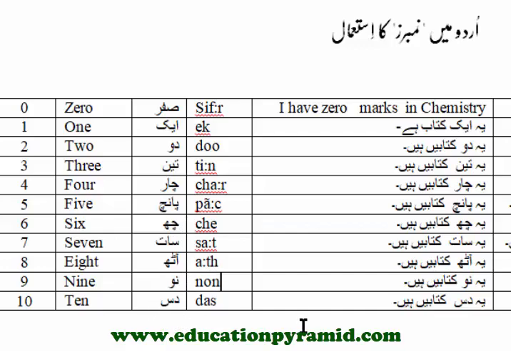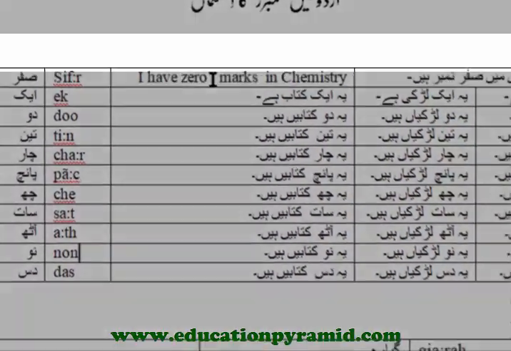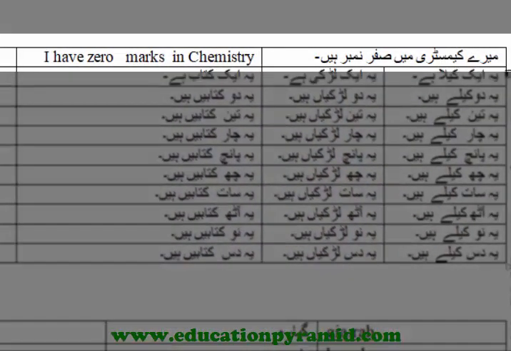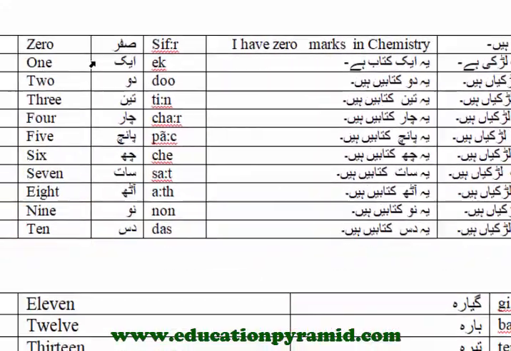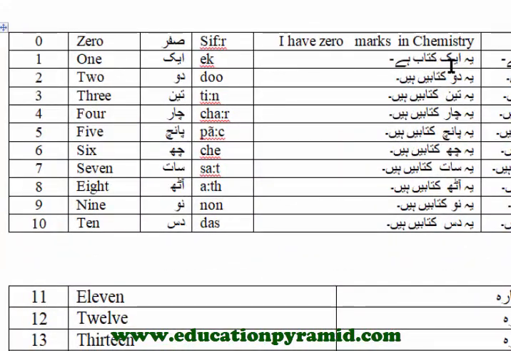And if we see a few examples, I have 0 marks in chemistry. मेरे केमिस्ट्री में 0 नंबर हैं. For 1, this is a book. ये एक किताब है. These are 2 books. ये 2 किताबें हैं. ये 3 किताबें हैं. These are 3 books.